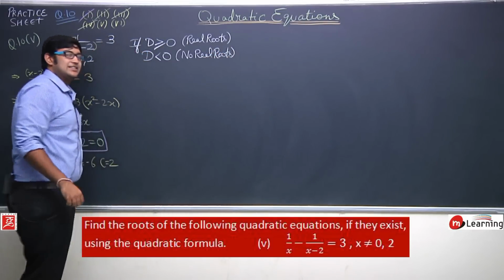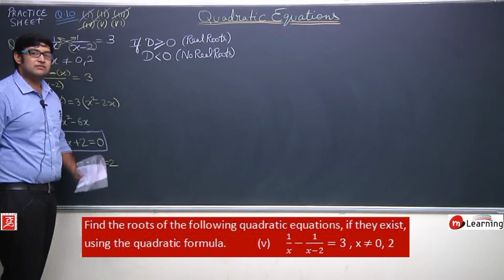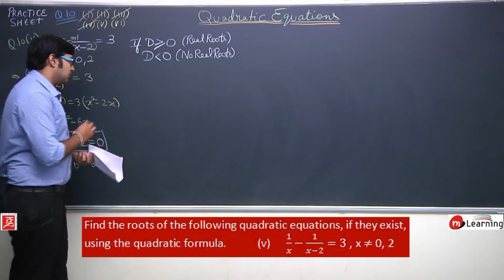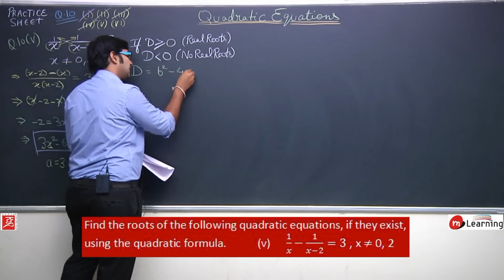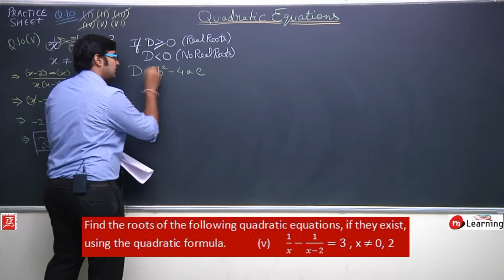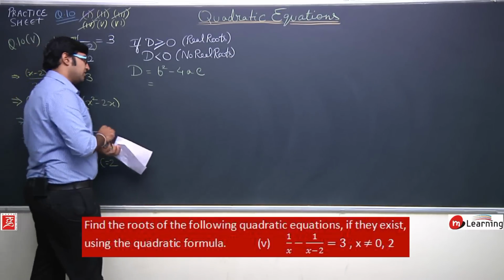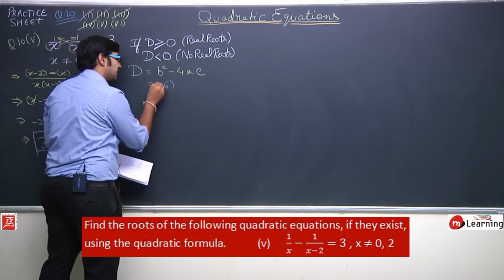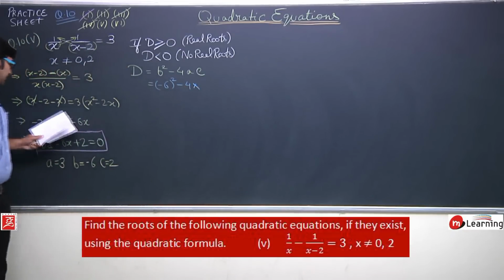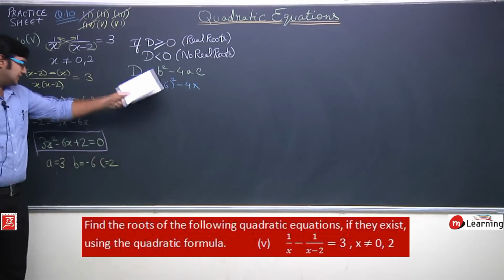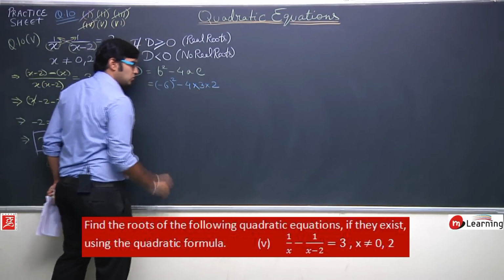So no real roots will exist if discriminant is less than 0. Now we can calculate the value of discriminant for this question. Discriminant d is equal to b square minus 4ac. In place of b I can write the value minus 6. So this will become minus 6 whole square minus 4 into the value of a. a is equal to 3 and c is equal to 2. So 4 into 3 into 2.